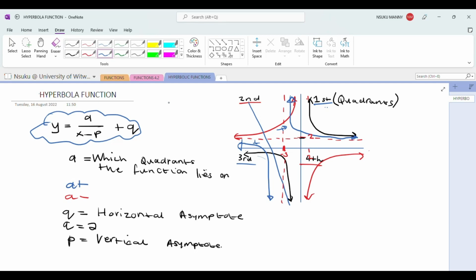And in hyperbolic functions, we always have two axes of symmetry. We have one that's a decreasing function, just like the one I've drawn, and another one that's an increasing function, obviously starting from this point going up.